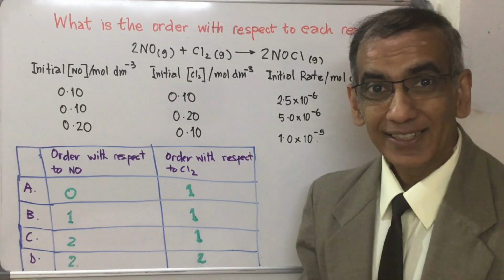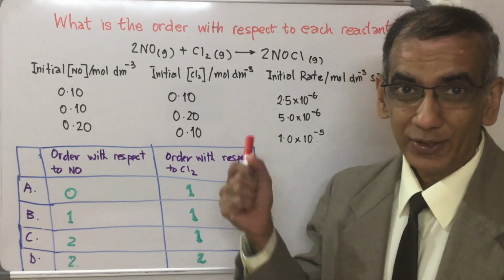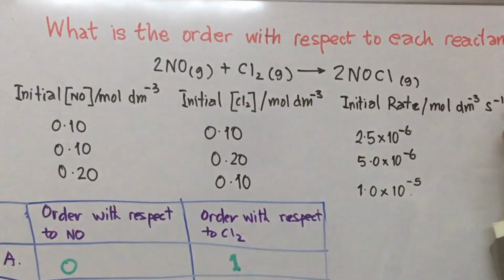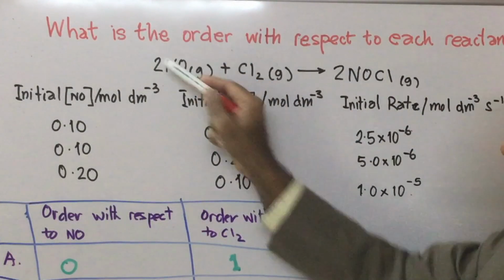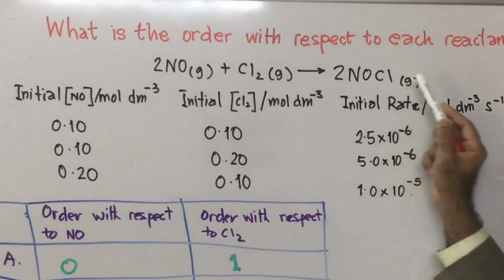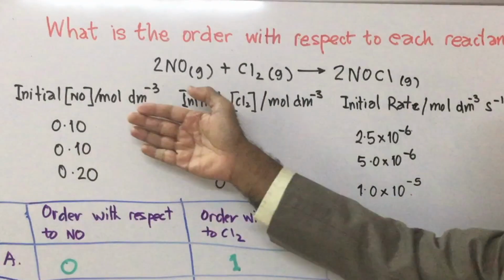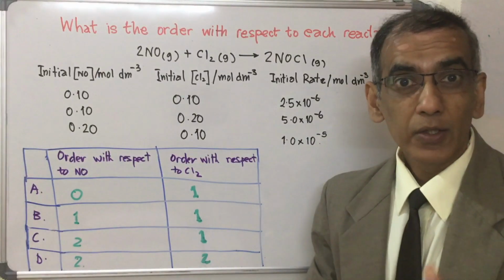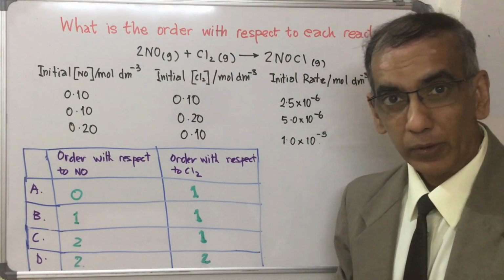Hello and welcome again as we consider yet another multiple choice question for IB chemistry. What is the order with respect to each reactant? And here you have 2NO plus Cl2 in the gas state forming 2NOCl as a gas. And here you have three sets of experimental data. And with that, you're supposed to go about finding the order of reaction.